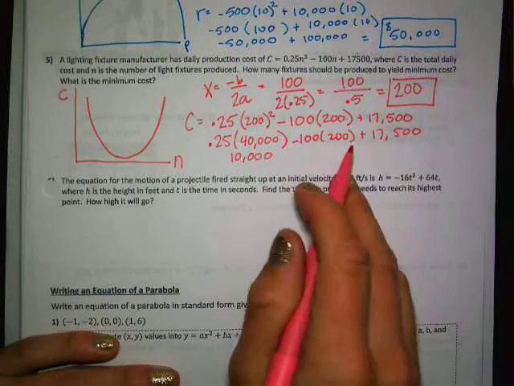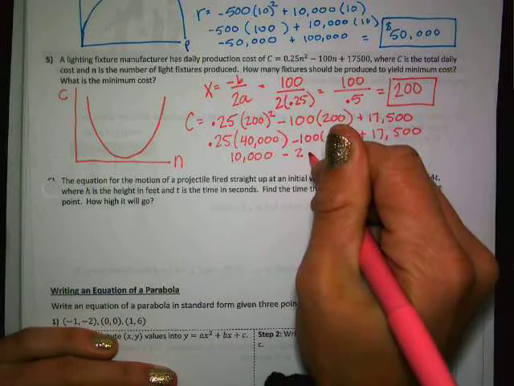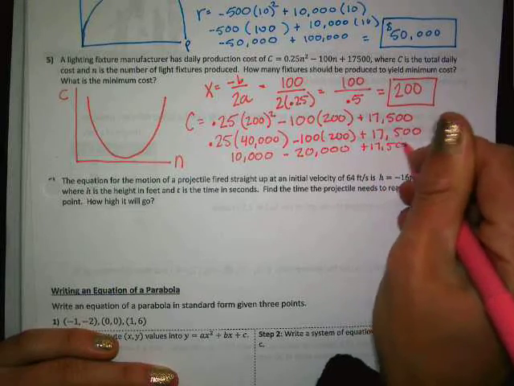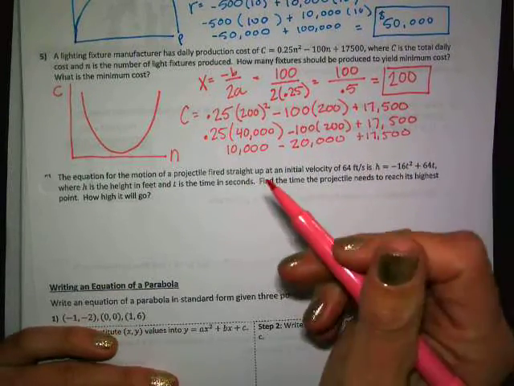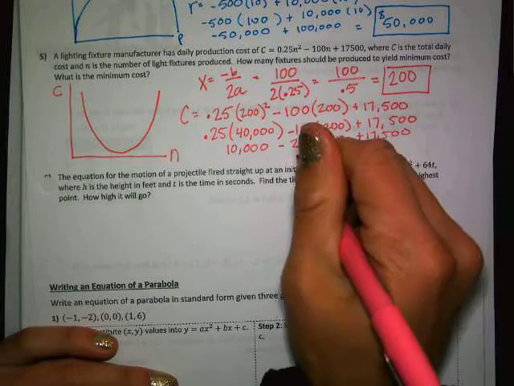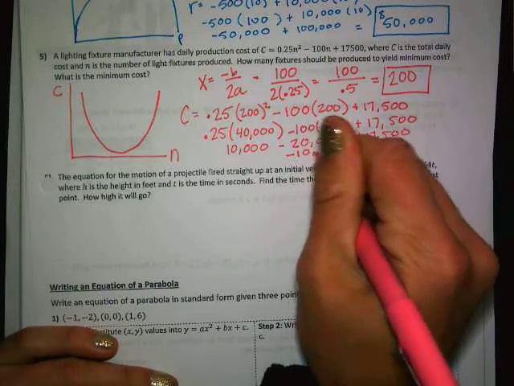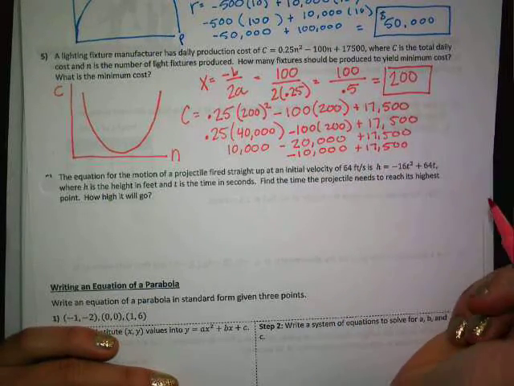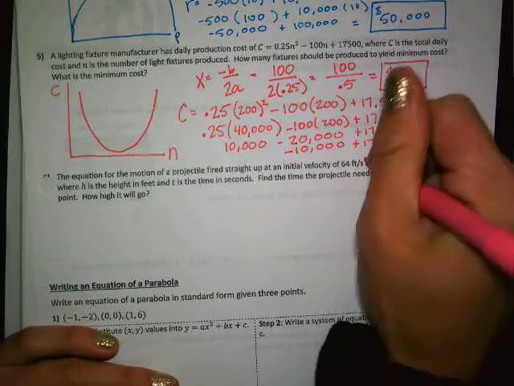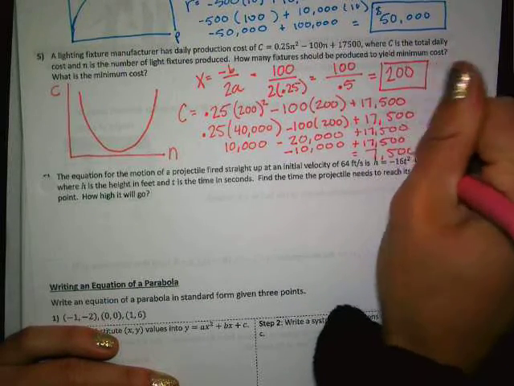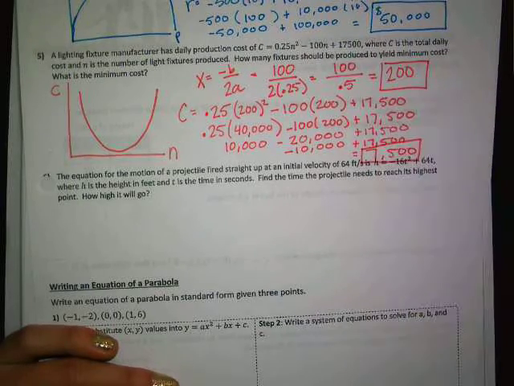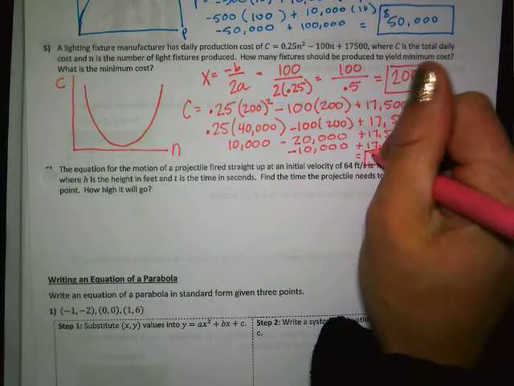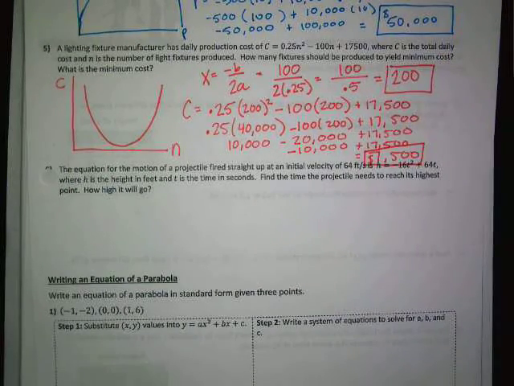All right, what is 100 times 200? 20,000. All right. 10,000 minus 20,000? Negative 10,000. Plus 17,500. And so what's the final answer? 7,500. So the minimum cost is going to be 7,500.